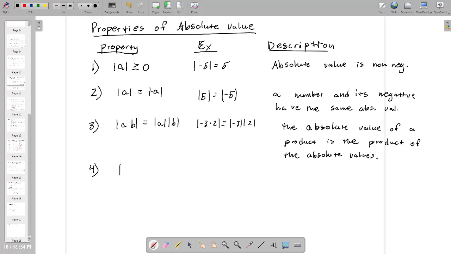Or same thing with the quotient. The absolute value of a over b is equal to the absolute value of a divided by the absolute value of b. If we have, say, 3 divided by negative 2 in absolute value, this is the same as absolute value of 3 divided by the absolute value of negative 2.